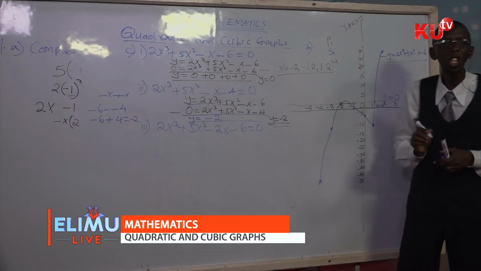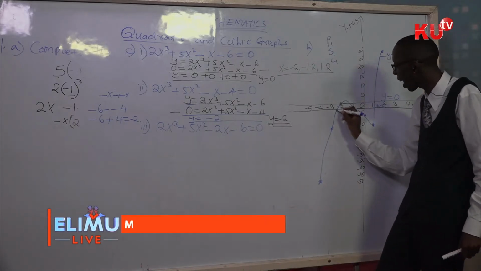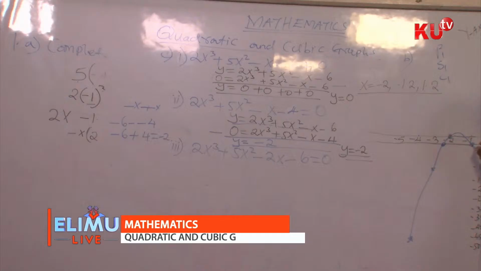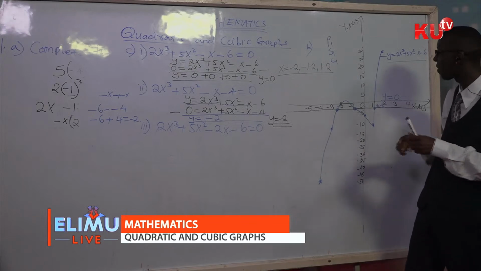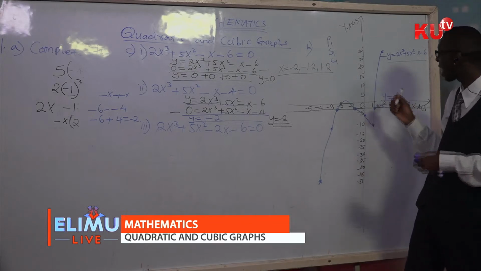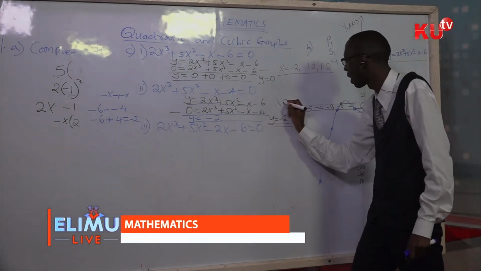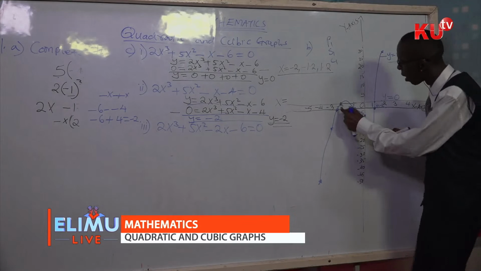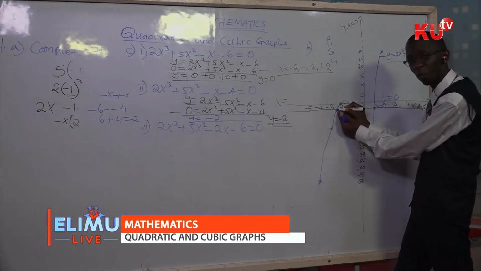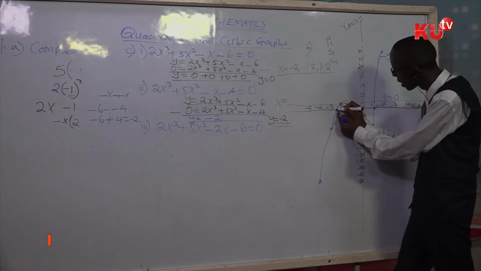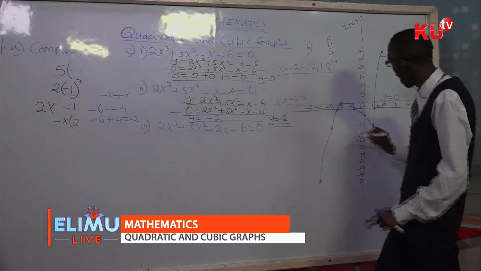Then read the values of x where the graph touches the line. Read 3 values of x where the graph touches the line y is equals to negative 2. So our values of x will be, let me read mine. It meets the y is equals to negative 2 here.